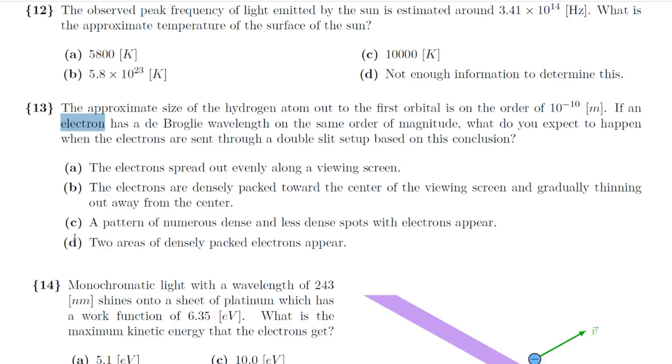So the answer to this is that you will get a pattern of numerous dense and less dense spots with electrons that will appear on your viewing screen. The answer you might have expected would be that there'd be two areas of densely packed electrons on the screen, kind of like two bright spots, but that's if it behaves like a particle. In this case, we're saying that it behaves more like a wave. So electrons actually will create a very similar pattern to if you were to just shine light through the two slits.